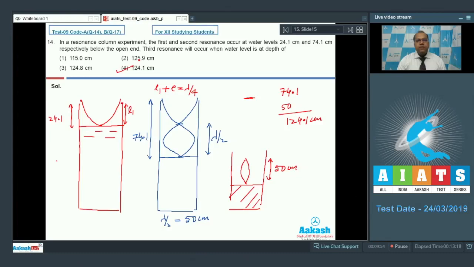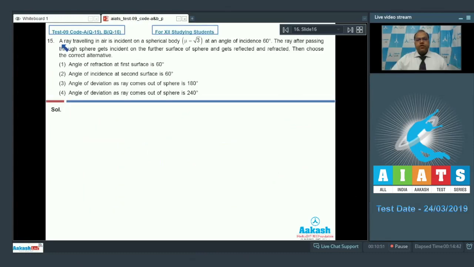Let's move to question number 15. In question number 15, a ray traveling in air is incident on a spherical body whose refractive index is root 3 at an angle of incidence 60 degree. The ray, after passing through the sphere, gets incident on the further surface of the sphere and gets reflected and refracted. Then choose the correct alternative. So let's analyze the situation.